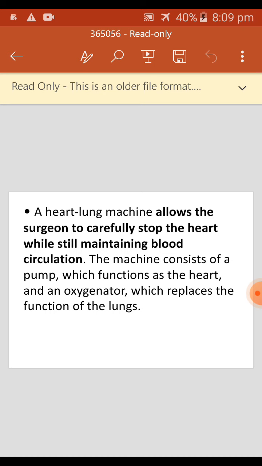These components make up the basic equipment of the ECC that is used during modern cardiac surgery. The list: one is blood pumps, second one is oxygenator, third one is tubing system with various tubing diameters, fourth one is blood filters with various functions, fifth one is cardiotomy reservoir, sixth one is cannulae and intracardiac suction tubes. The machine consists of a pump which functions as the heart and an oxygenator which replaces the function of the lungs.